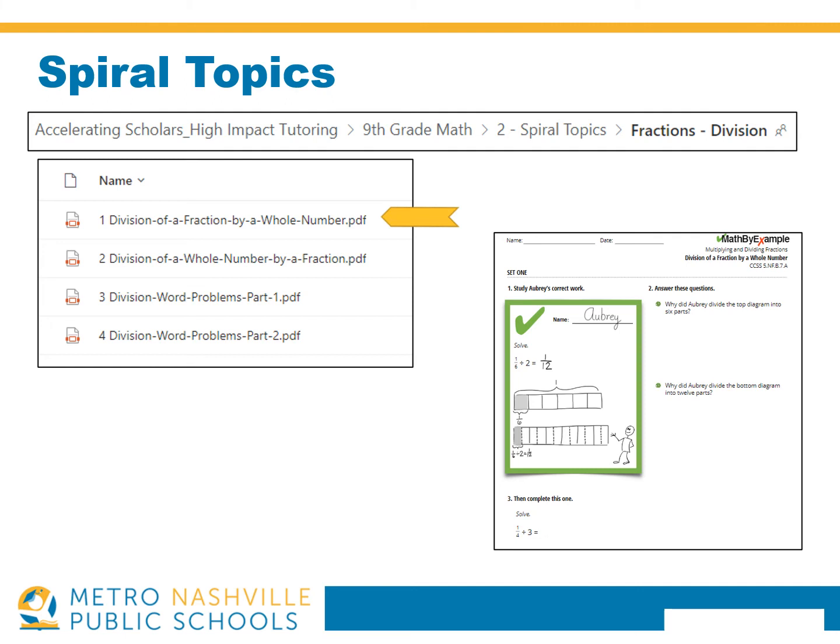The example below shows a spiral topic on fractions and division. You can see there are 4 different lesson sets to choose from. If we click into division of a fraction by a whole number, you'll see a set of problems similar to those pictured on your screen.